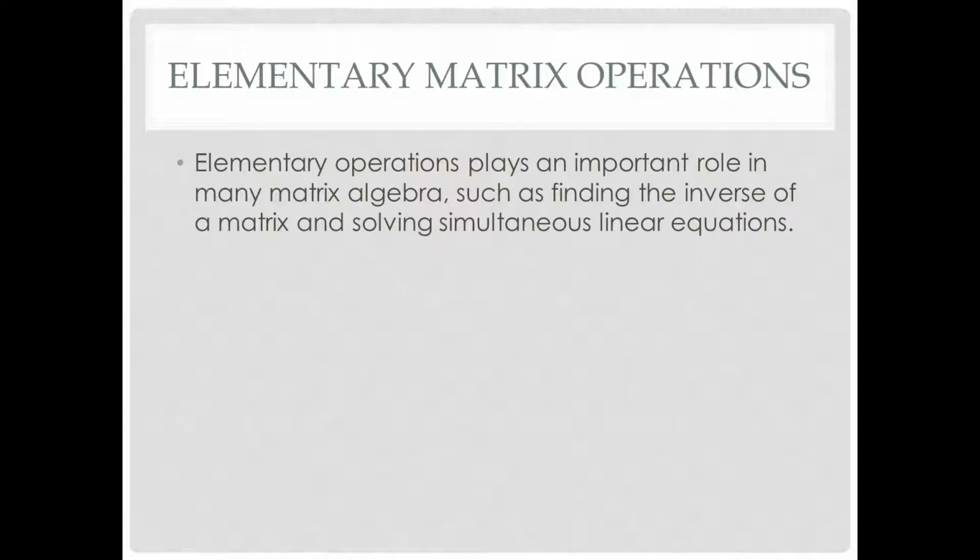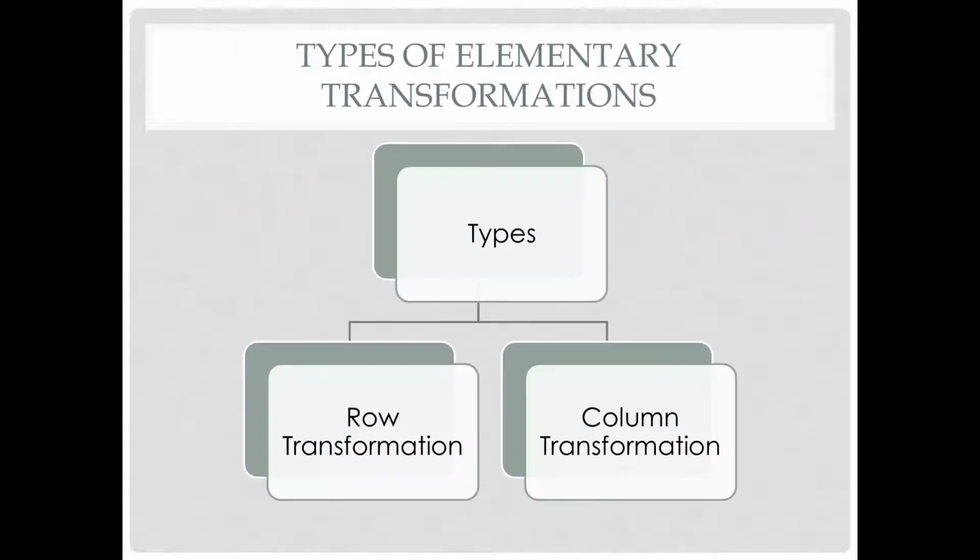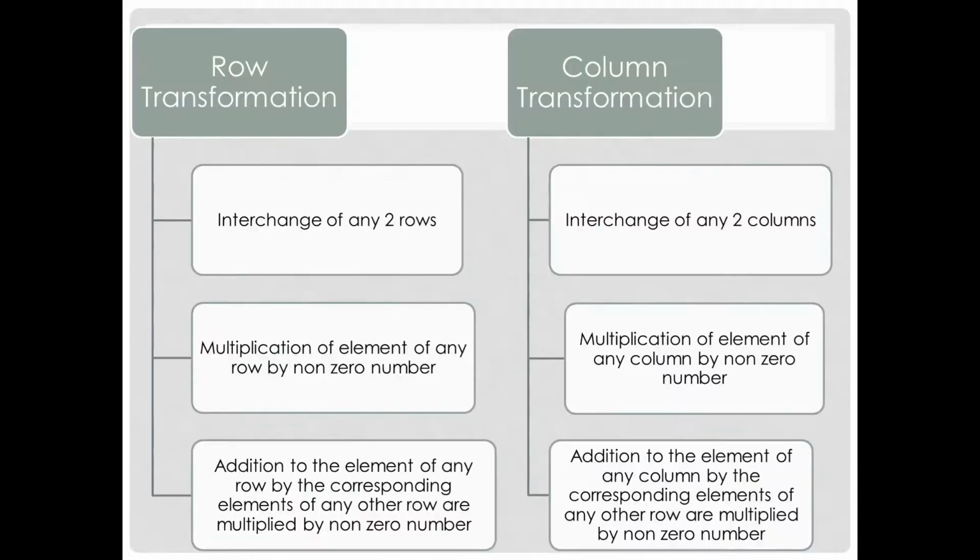Basically, if we talk about the transformation, there are two types of transformation. First is row transformation and second is column transformation. And ultimately, these two transformations can be further categorized into six transformations. That is, three types of row transformation and three types of column transformation.